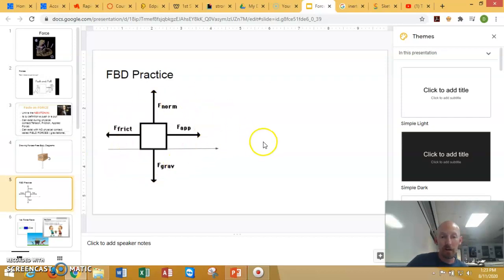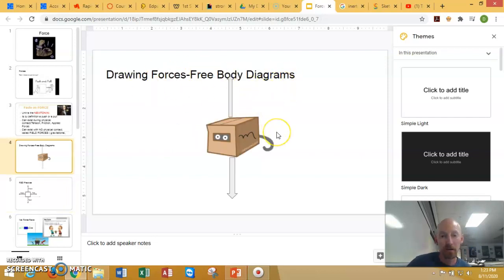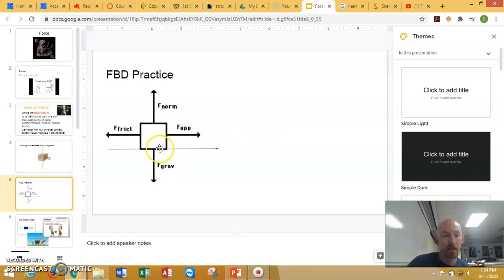FBDs usually are very simple pictures. FBD stands for free body diagram, just like in my last little slide here. Okay. And so if I have a box, I will just draw the box. We usually don't draw a box. We usually just draw a dot, but we'll get into that later. So here's our box. Here's the ground. I have my gravitational force. A lot of people call it F-grav. I usually call it FG, going down.